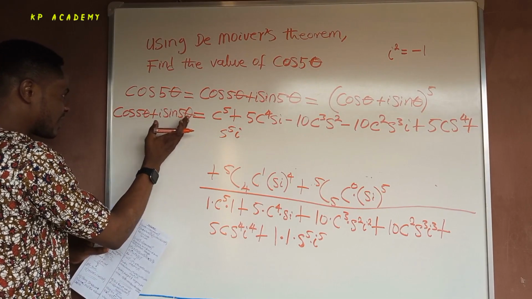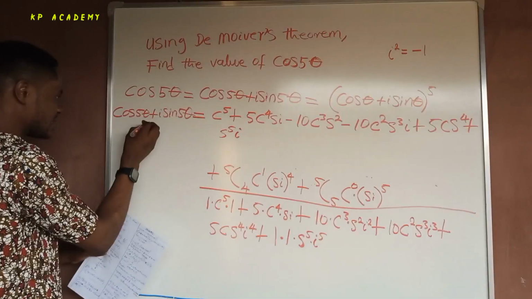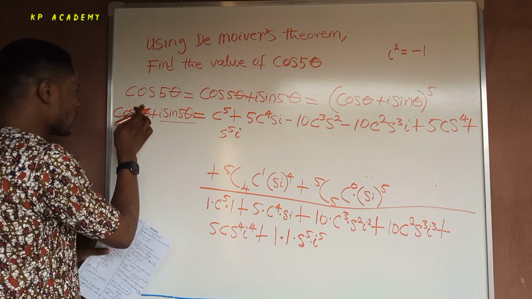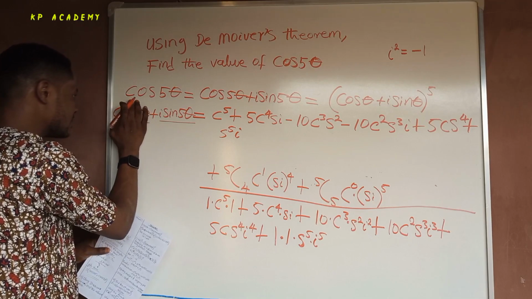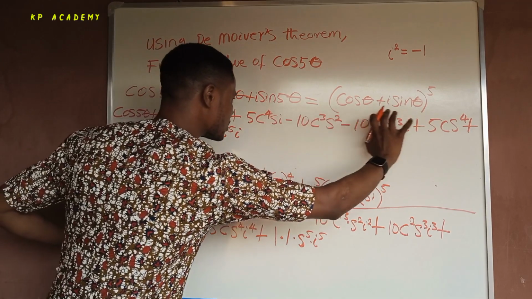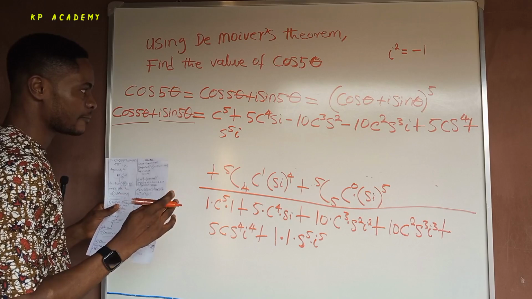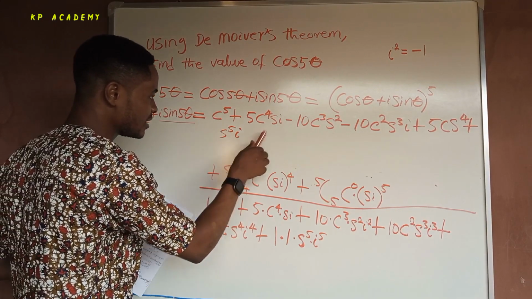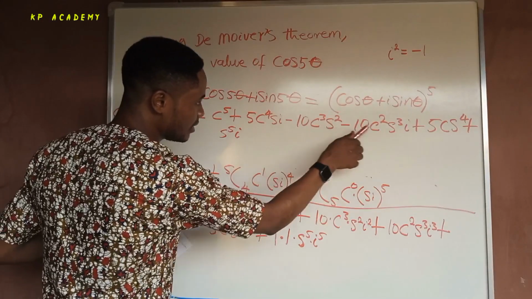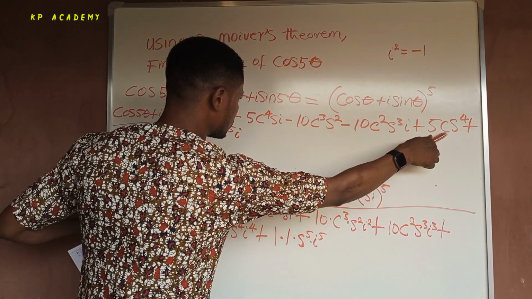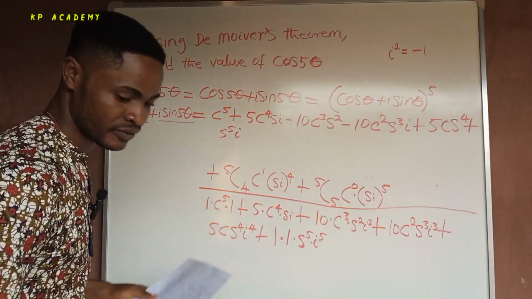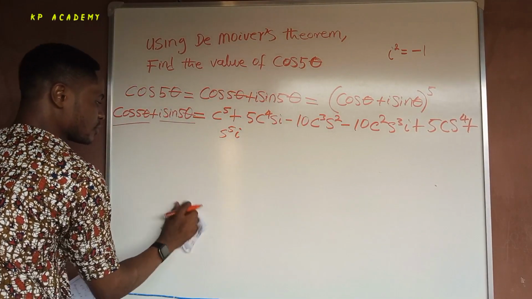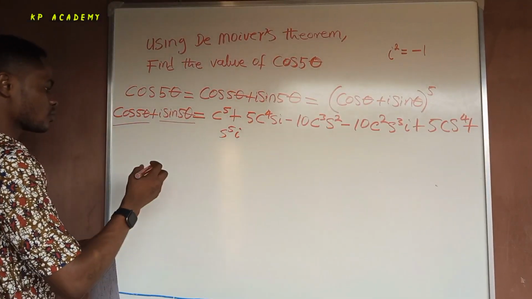On the left hand side of this equation, let me say this is the real part, this is the imaginary part, because it has I. We are going to take this real part and equate it to everything on the right hand side that does not have I. If you watch carefully, this c raised to the power 5 doesn't have I, this one has I, this one does not, this one has I, this one doesn't, and this one does not have I. So we equate the real part on the left with everything on the right that does not have I.